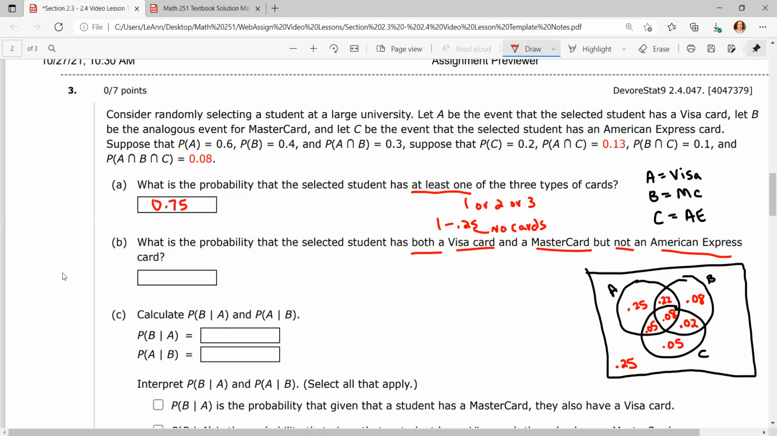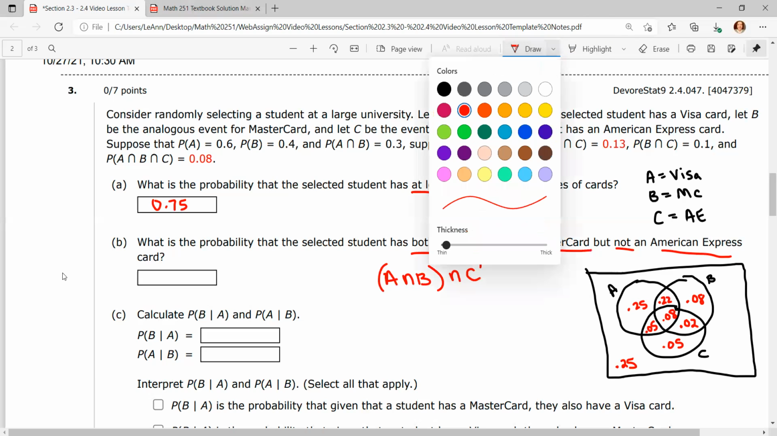So let's use some of our set notation information here. Both a Visa and a MasterCard would be A intersect B. Think of that as a group. They have both, but not, which is also an intersection, American Express, but we're doing not C. So when we look at this setup, we're looking at the intersection of A and B.